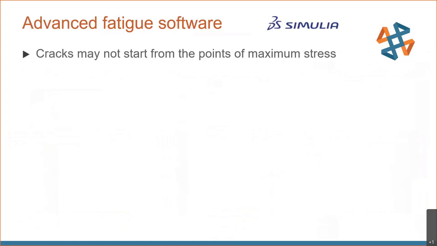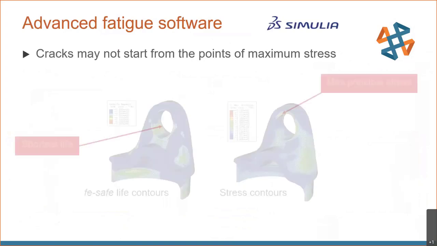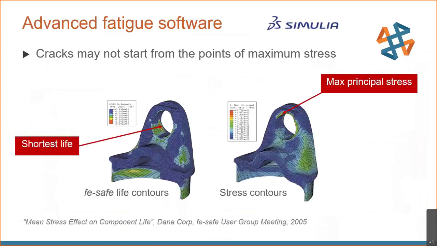Advanced fatigue software is needed also because cracks may not start in the areas of the maximum stress. On this drive shaft component, the crack did not start from the point of maximum stress, and the results were confirmed by testing. So the more complex the loading, the less correlation there is between stress plots and life plots. And therefore, it's dangerous to assume that the high stress points are the only ones that need to be checked for fatigue.